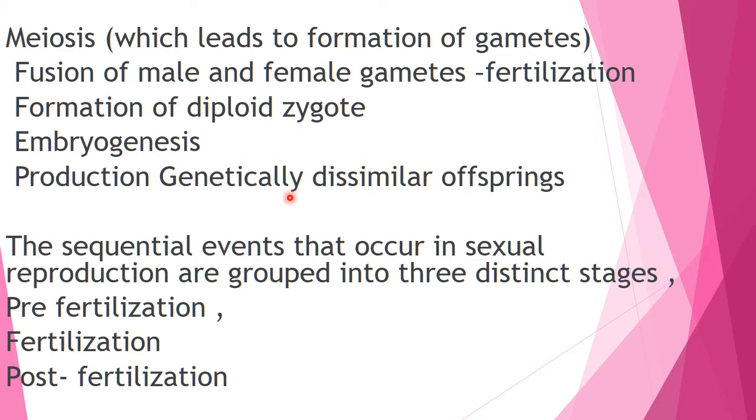Naturally it will be dissimilar from the parent cell, because two gametes, male and female gametes, are involved, and that way the genetic makeup will not be exactly the same as the parents. There will be some differences. So genetically dissimilar offsprings are formed. Now all together we can divide the processes involved in sexual reproduction into three distinct stages.